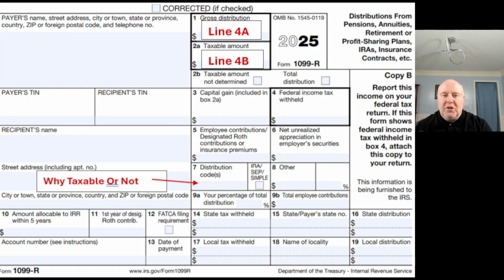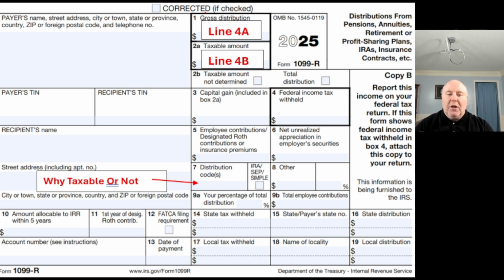All right, so this is what you should be receiving if you're getting a distribution from your IRA. On the left-hand side, all the stuff is already filled out for you. You're going to have the payer information and their tax identification number, and the recipient's information as well, so it'll have your information on here. Now, what we're looking at for purposes of this video is box 1 and box 2A.